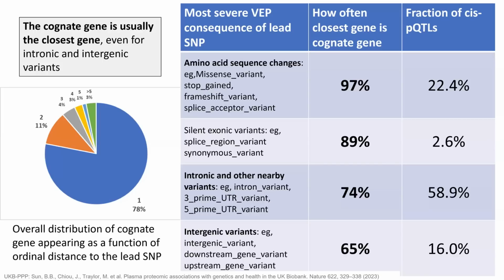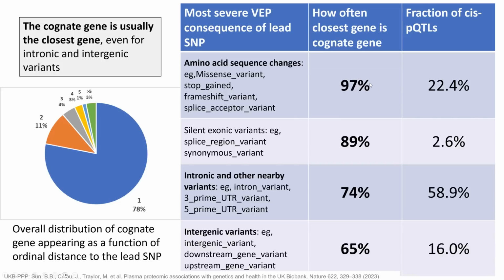And more specifically, if you go back to the pQTLs, the cognate gene is the label I use for the gene that encodes the protein. For pQTLs especially, the cognate gene is also the closest gene 78% of the time. And that's true actually no matter what the class of the lead SNP. Now we're going to talk about fine mapping and so forth. I think most of what's in the GWAS catalog is the lead SNP and not necessarily the fine mapped causal variant. And so for here, I'm going from what's listed as the lead SNP and the VEP effect of those.